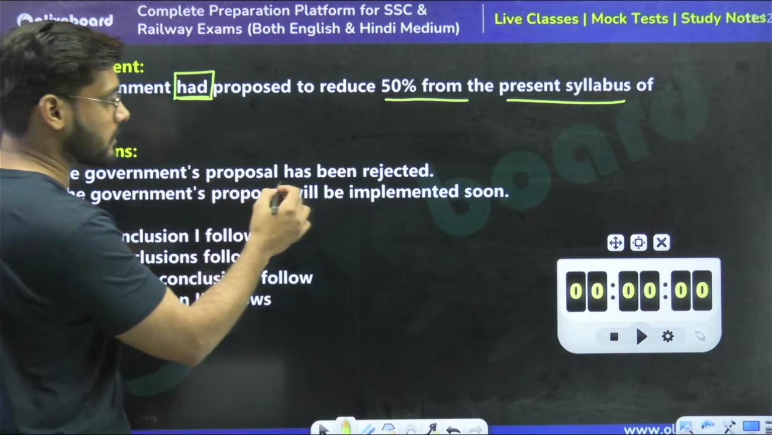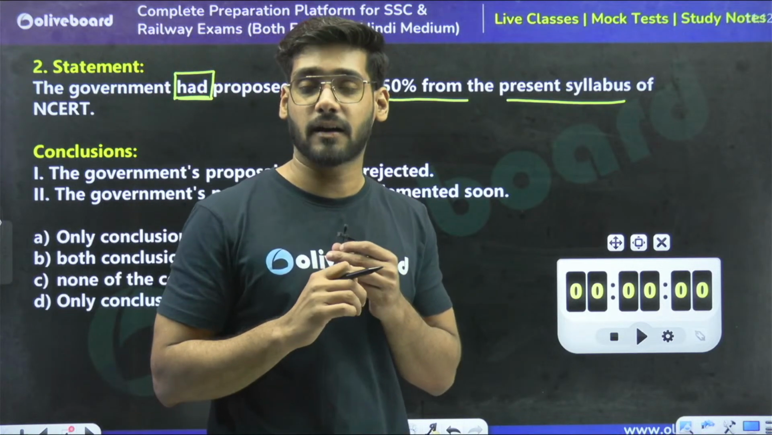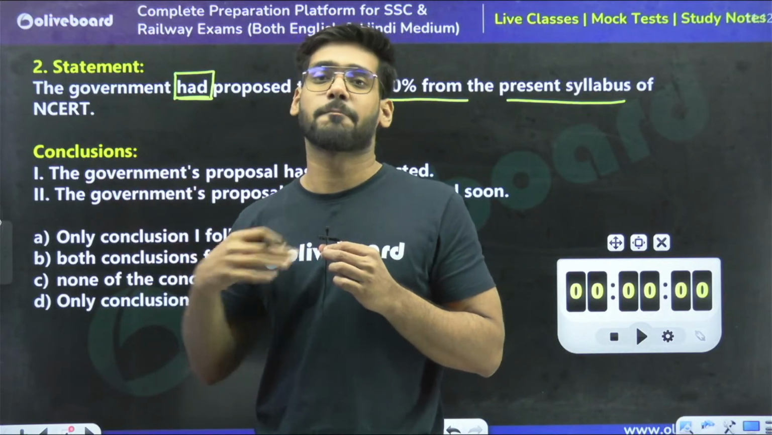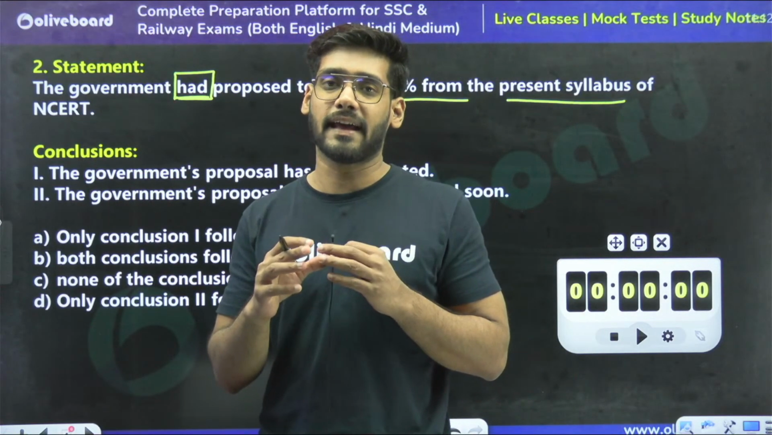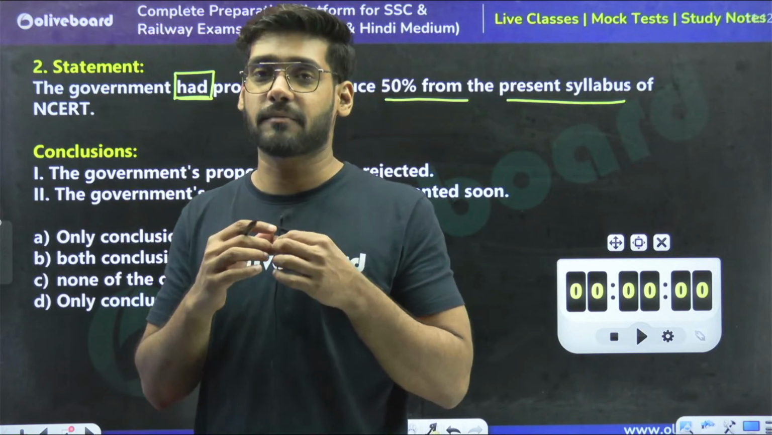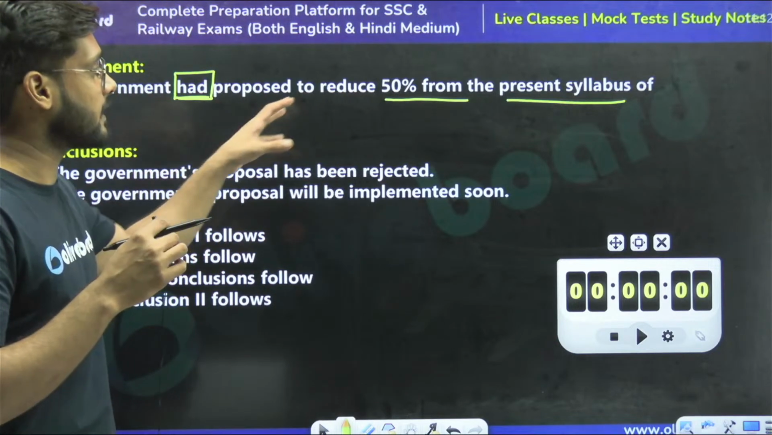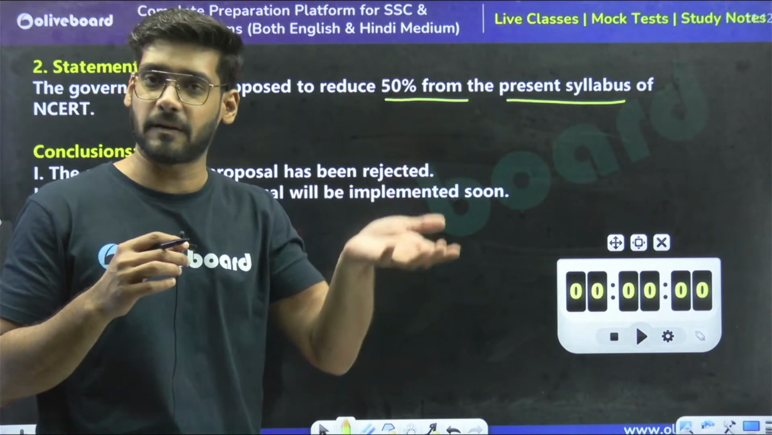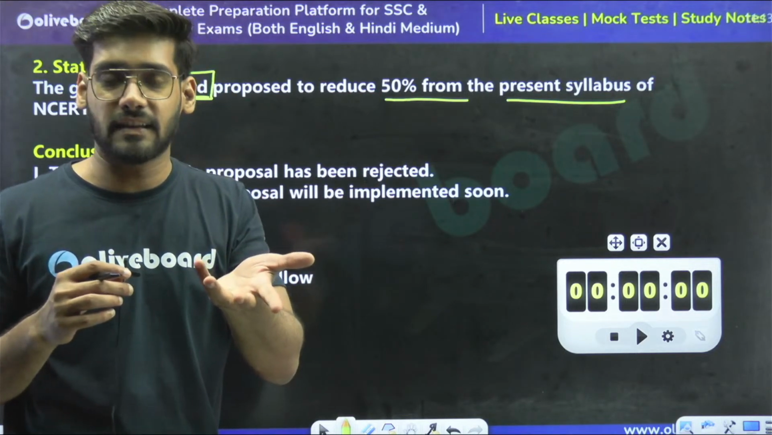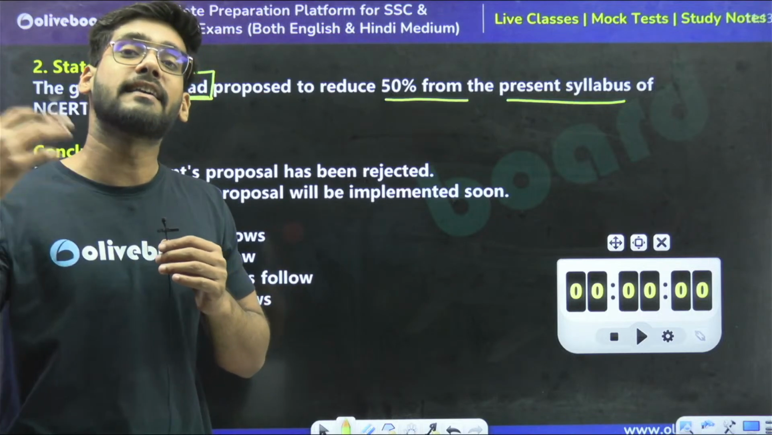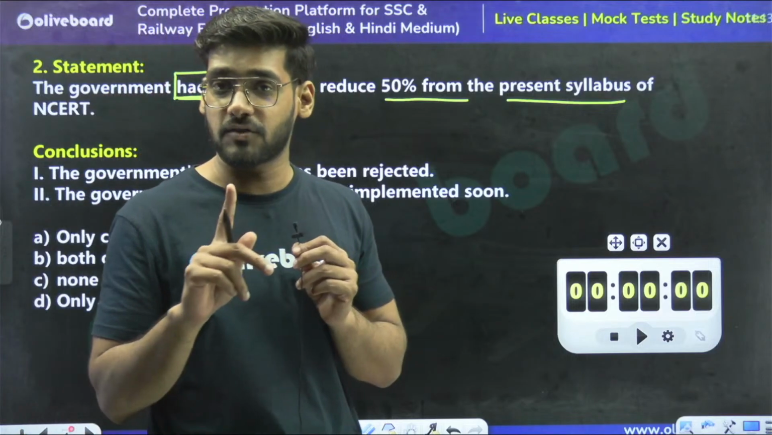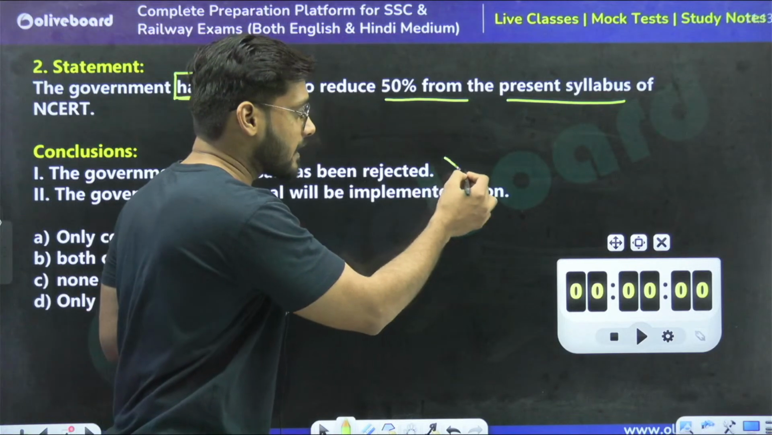Conclusion: the government's proposal has been rejected. What is given in the statement is only the proposal. Nothing is given about the result of that proposal, right? In the statement, we are only given that the government had proposed to reduce 50% from the present syllabus. Is there anything given about the outcome of that proposal? No. We can only assume, but we are not doing the assumption part. We are doing the conclusion part. So we cannot conclude this.